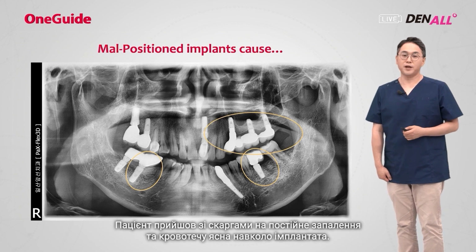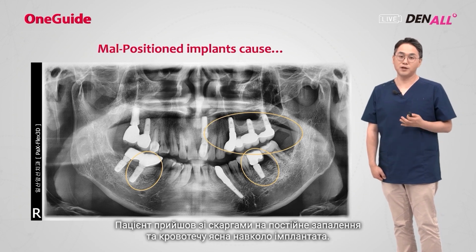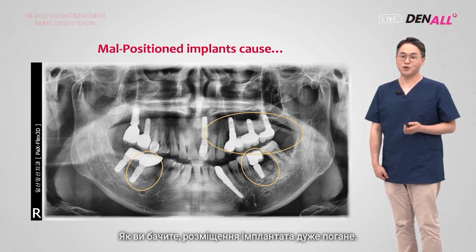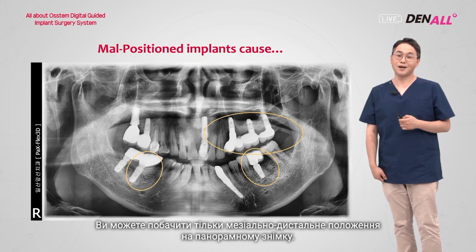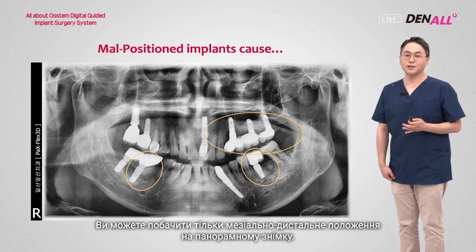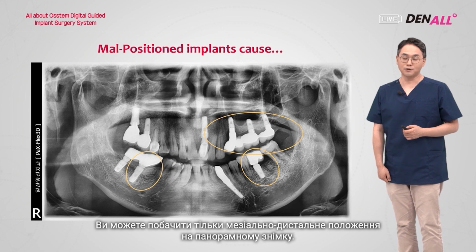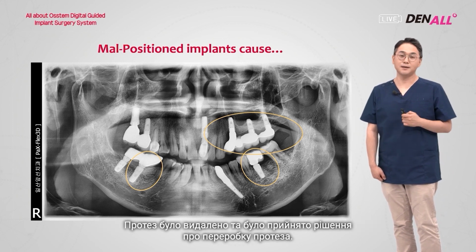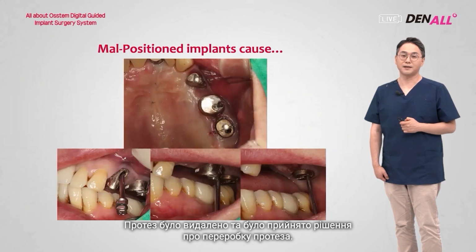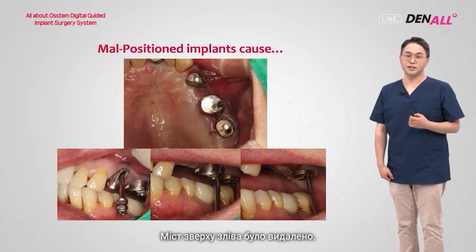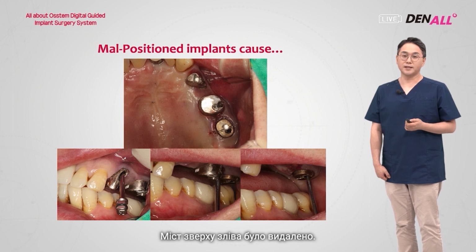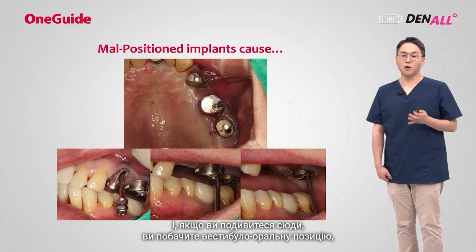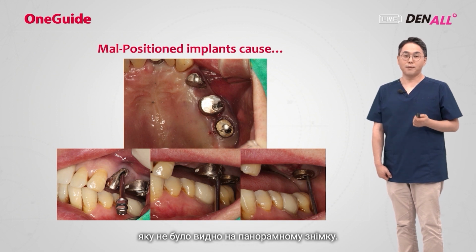A patient came in complaining of continuous inflammation and bleeding of the gingiva around the implant. As you can see, that implant position is very bad. Mesiodistally, it's unfavorable. You can only see the mesiodistal position on the panoramic image. The prosthesis was removed, and a decision was made to remake the prosthesis. The bridge on the upper left was removed, and if you look here, you can see the buccolingual position, which was not seen on the panoramic image.